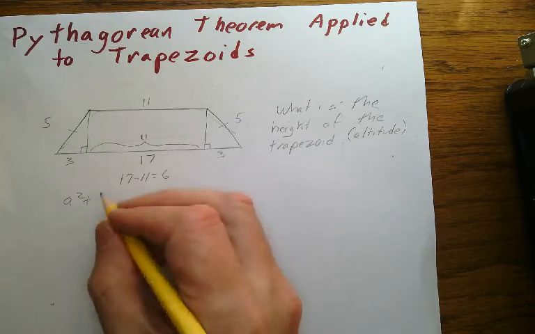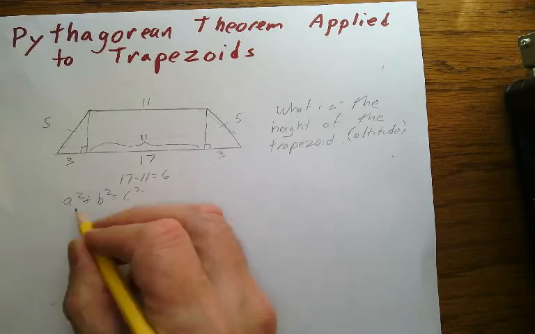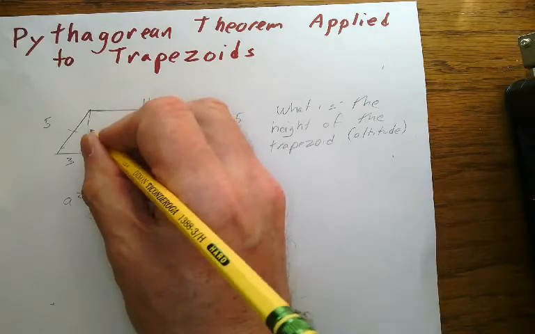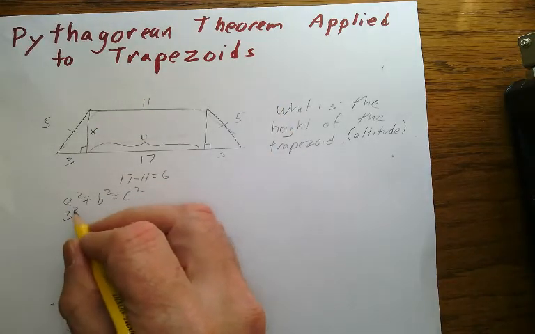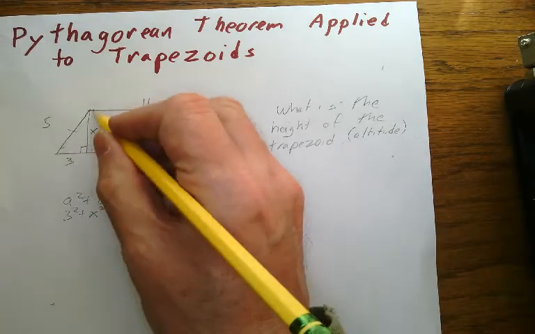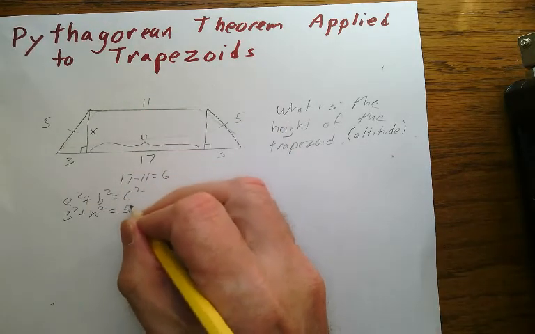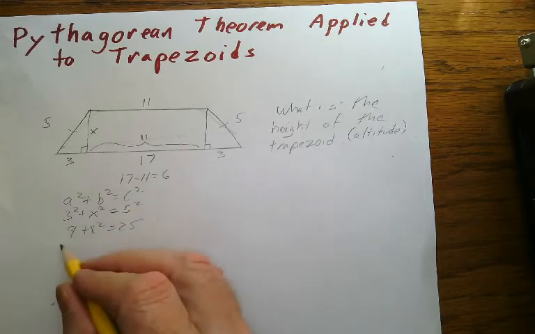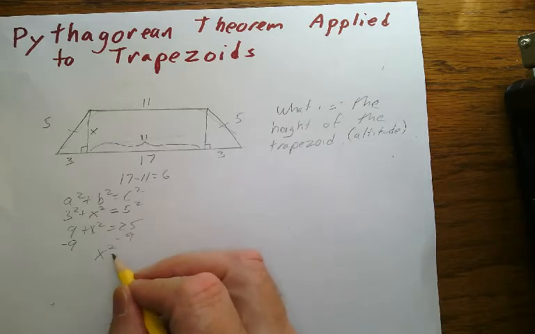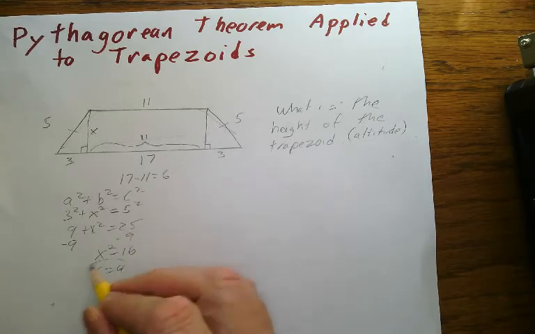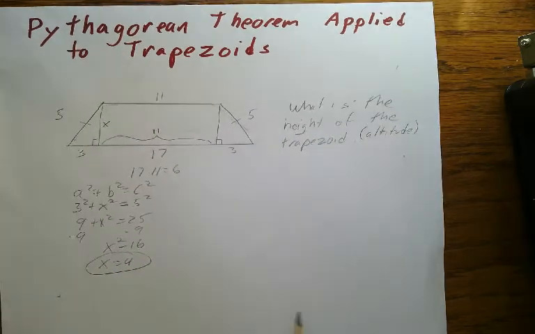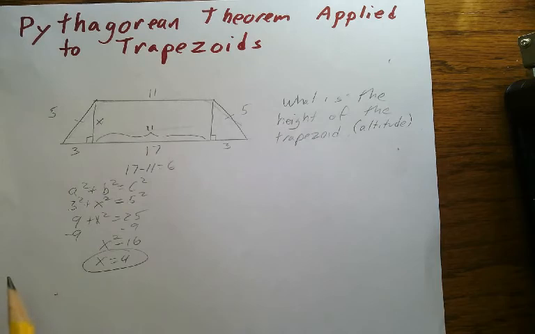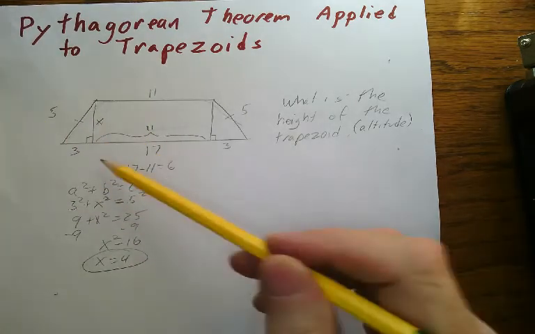A squared plus b squared equals c squared. 3 is a leg. The altitude, if you're trying to find, is another leg. 3 squared plus x squared is the hypotenuse squared, which is 5 squared. 9 plus x squared equals 25. X squared is 16. X equals 4. The height is 4. Now, as soon as I had the 3, the x, and the 5, I'm hoping some of you just went, oh, x has to be 4 because 3, 4, 5 is a triple. And you're right. If you have the triple and you know it, you can just write down the answer.